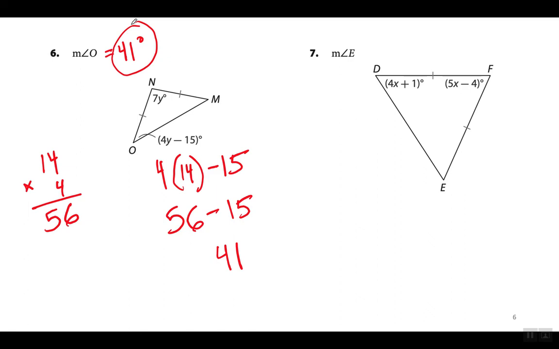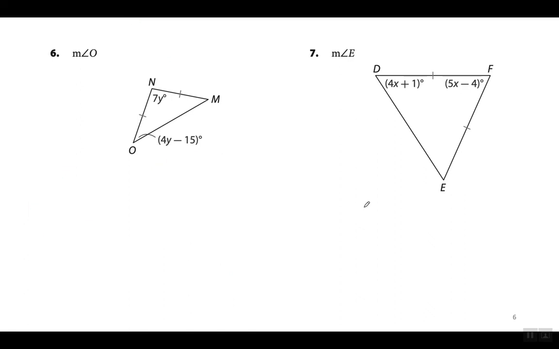Alright, let's look at number 7. We got to find the measure of angle E. So these are all the same thing. It's an isosceles triangle, so this side is congruent to this side. That means this angle has to equal this angle right here because they're the two base angles. And when you add them all up, it's got to equal 180.